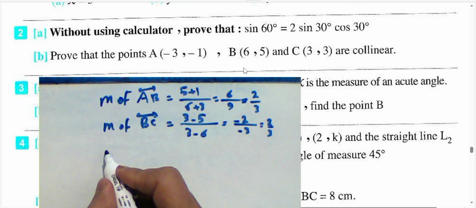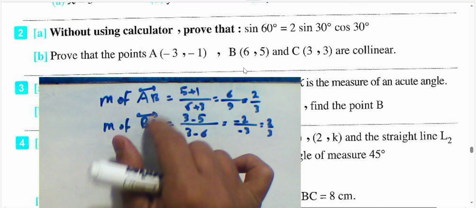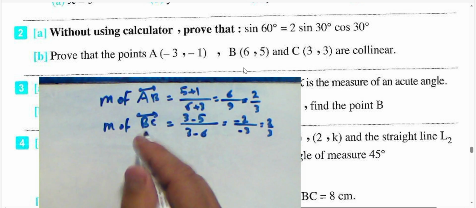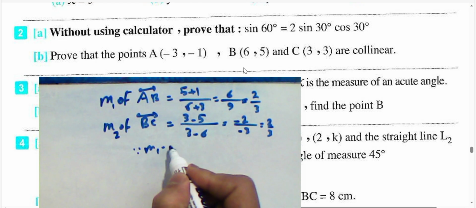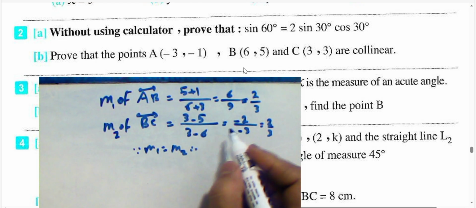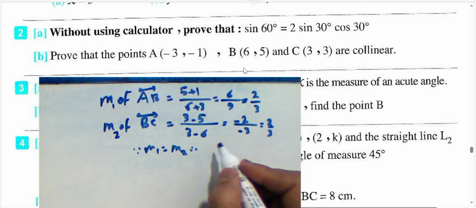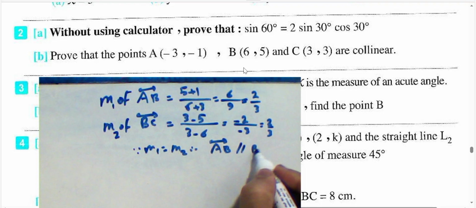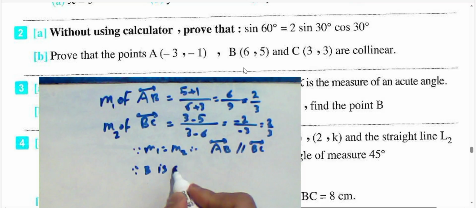And the last one, the slope of EC, we don't need it because B here is a common point between the two sides. Okay, then we have slope 1 equal slope 2. Then slope 1 equals slope 2, then AB is parallel to BC, and such that B is a common point.